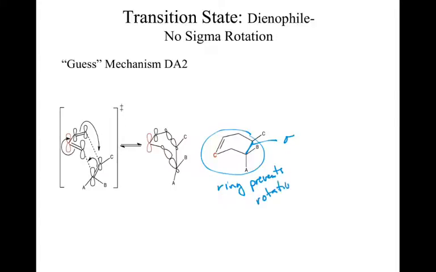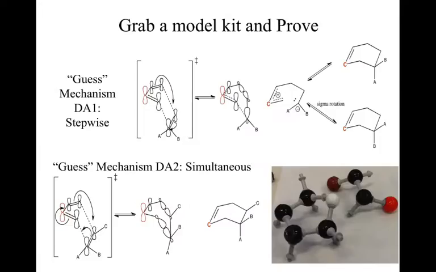This means that when we look at our two mechanisms, the DA2 produces quote-unquote one product, and our DA1 produces two products. We can use this to help us predict which mechanism, or design an experiment to decide which of these two mechanisms is valid. Okay? One of the things I want you to go through and prove is all of the drawings that I've gone through and set up here. Okay? So get a model kit out.